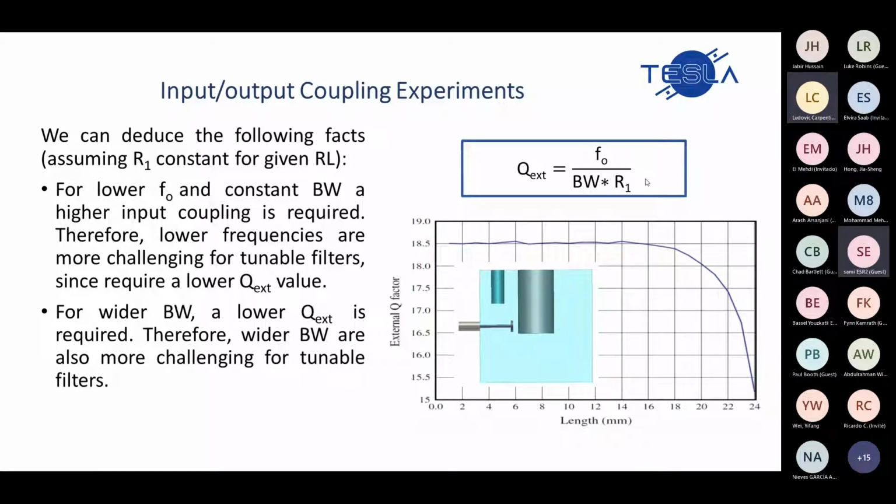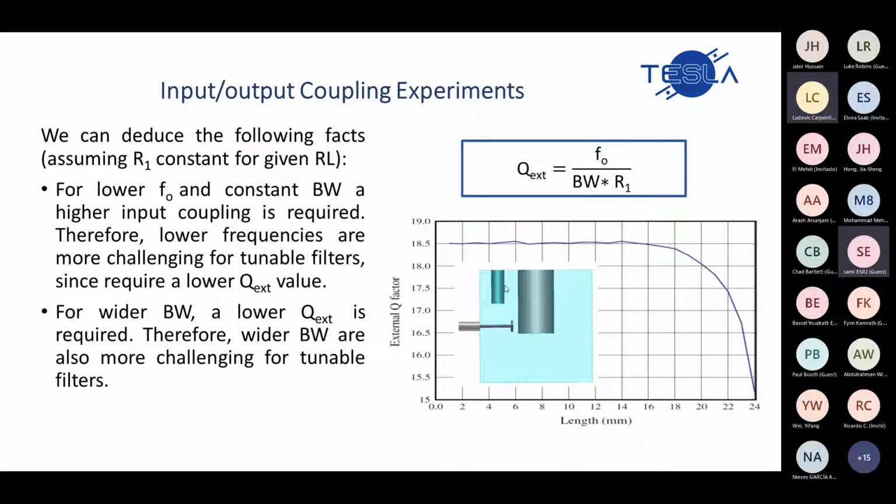It's a very well-known formula associated with the external Q factor. As we can see here, if we want to move the frequency downward, we need a lower external Q factor in order to maintain constant return loss and bandwidth.